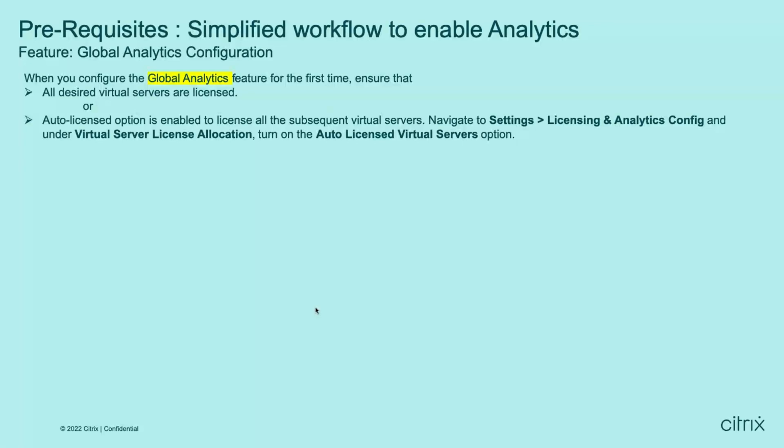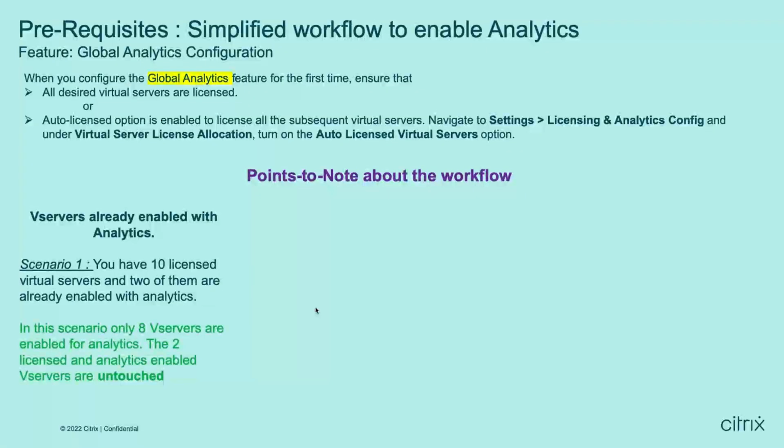So these are some of the prerequisites for the global analytics function. You can typically enable global analytics features only when you have all your desired virtual servers in licensed mode, or you've enabled the auto license option in the analytics page, where any new vServer that gets added gets automatically licensed. And with analytics turned on globally, it will be applied to all of those subsequently added virtual servers as well. I wanted to discuss a few key points about this workflow in particular.